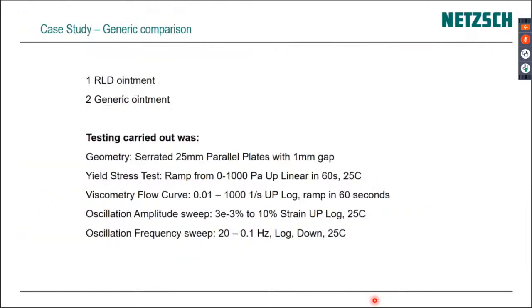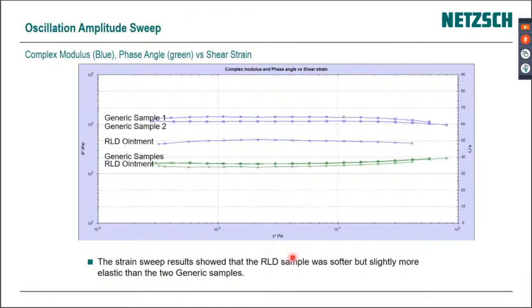And so actually, there's a quick case study here. I have some generics as well as the reference listed drug for an ointment. This is actually an ophthalmic eye ointment, and we did these 4 tests. So you have the yield stress test, the flow curve, and then we had a quick amplitude sweep and then a frequency sweep. So not in the correct order here.